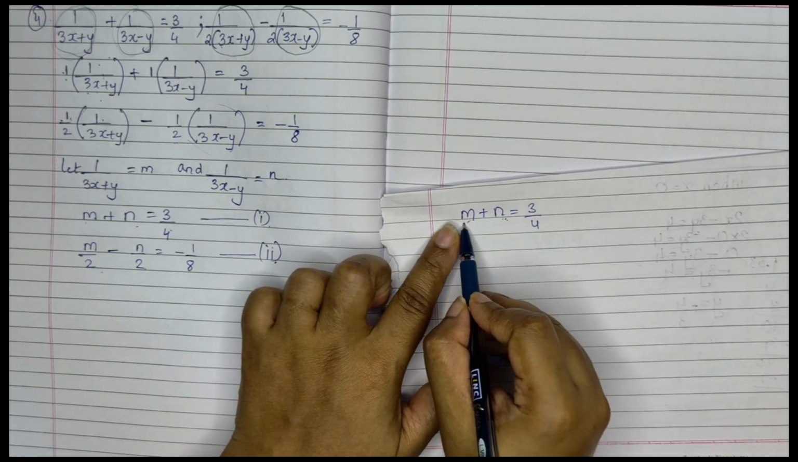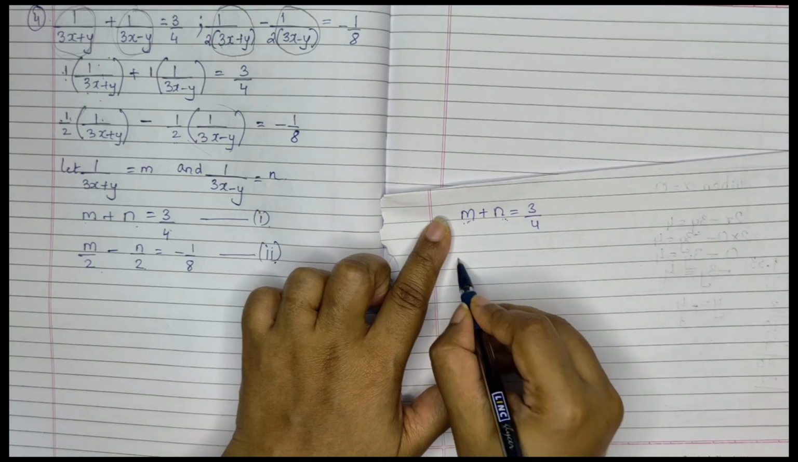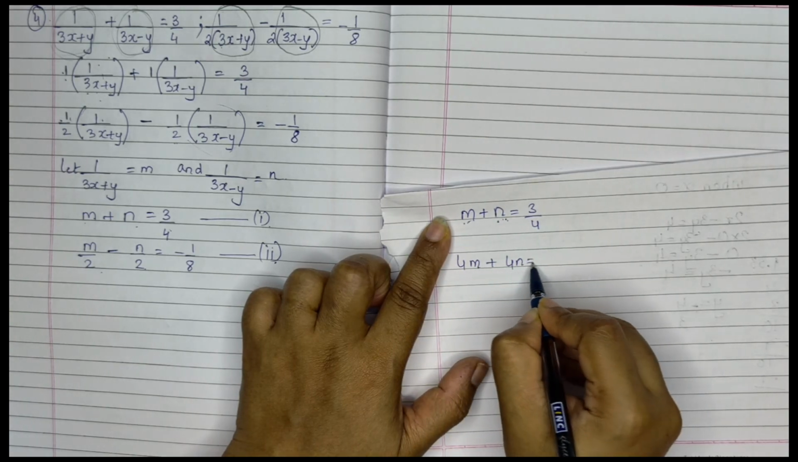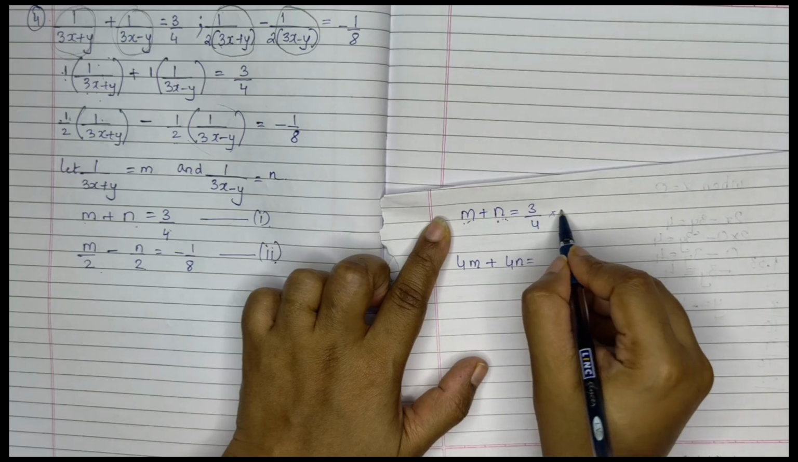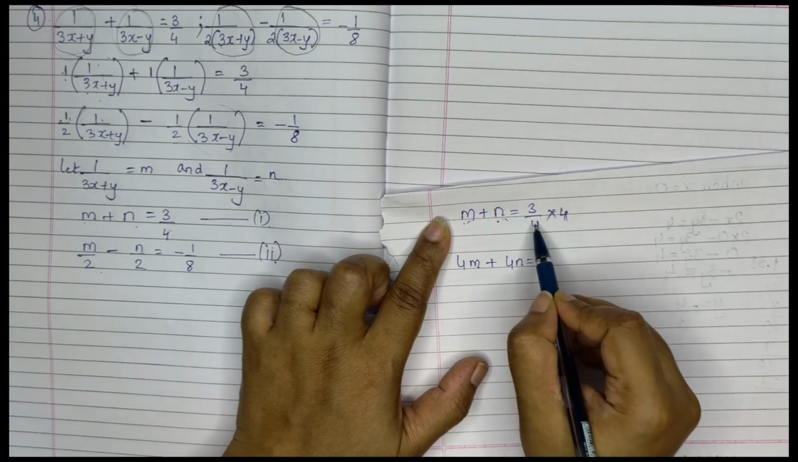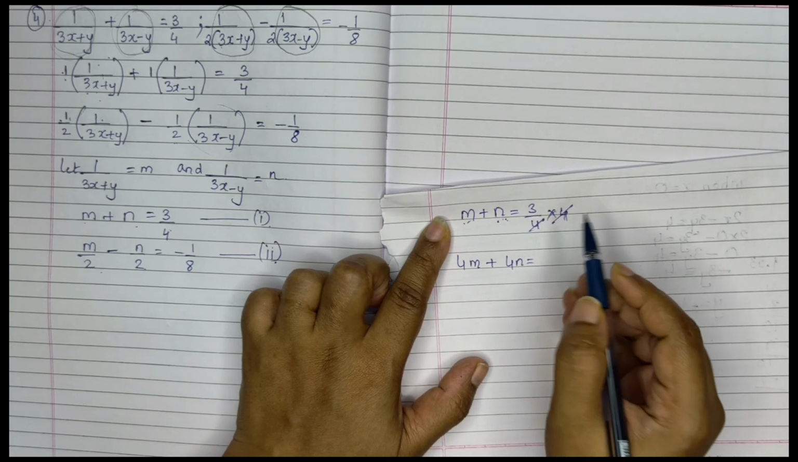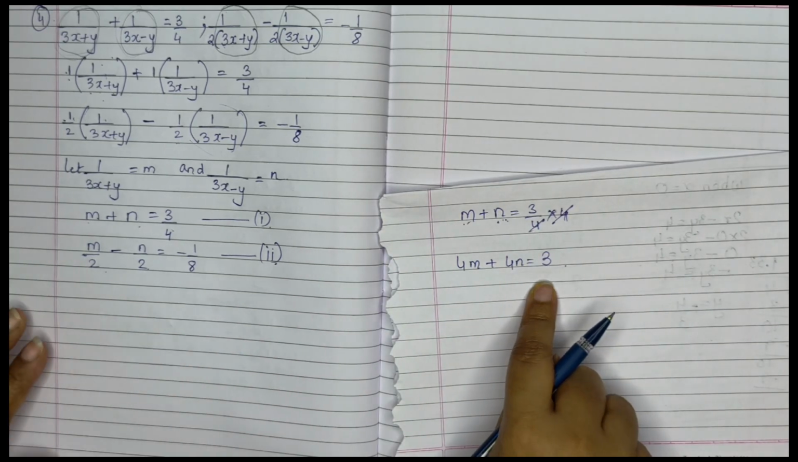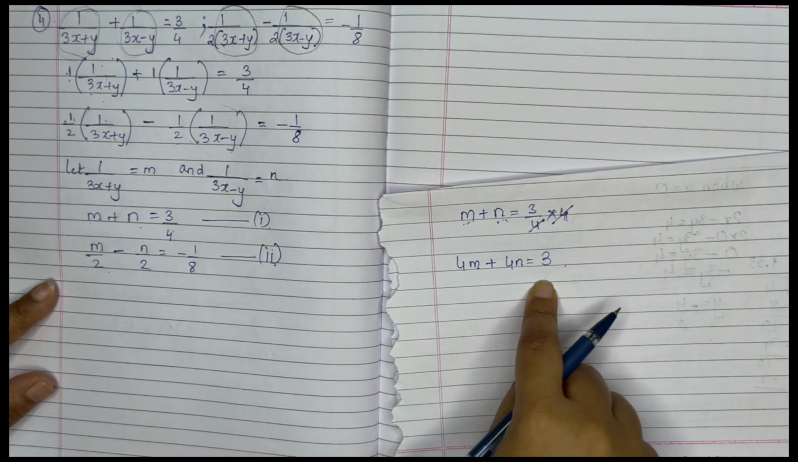Multiply with 4, so this becomes 4m. Multiply here with 4, this becomes 4n. And if you multiply with 4 on the right hand side too, this 4 and this 4 will get cancelled. So what is remaining? Only 3. Understood? So we get a new equation here.